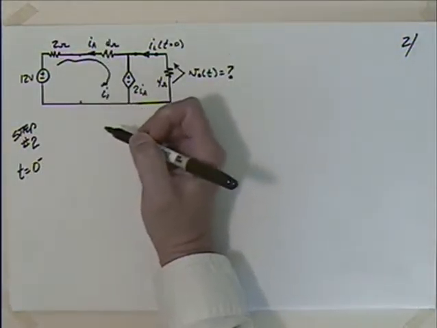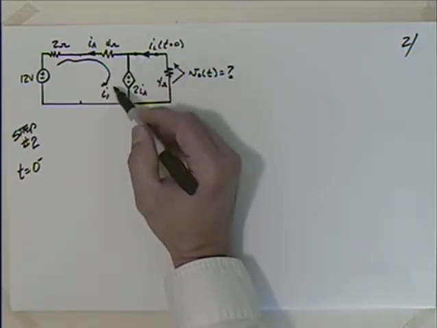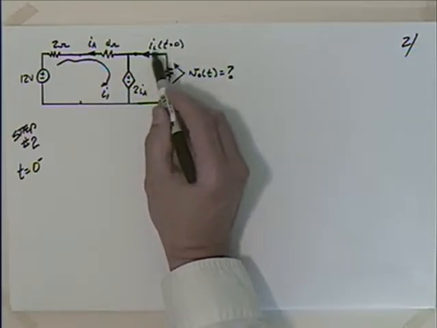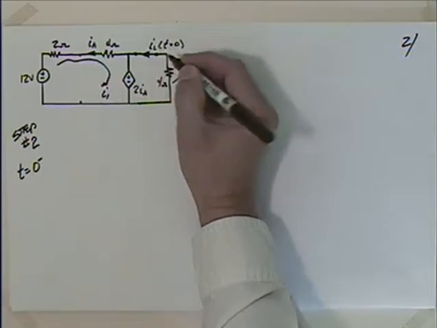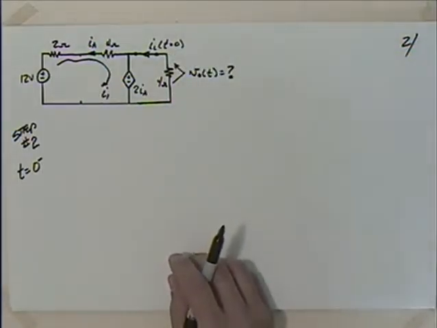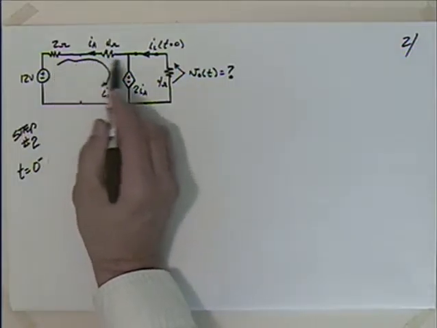I took the switch out, and remember that the inductor is going to look like a short since it's been set this way for quite a while, and our task is to come up with the current through that. I've labeled this current I sub L for the current through the inductor, and my task is to come up with that. So I could do a quick mesh or loop around here.